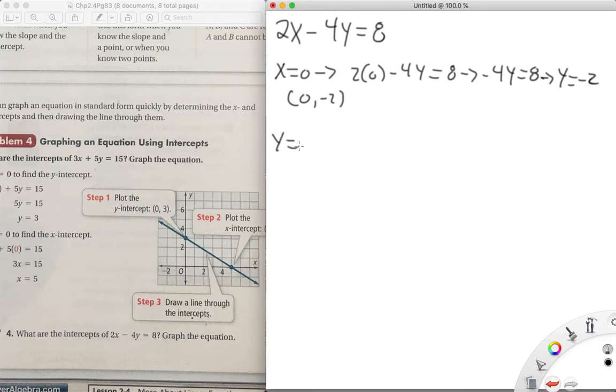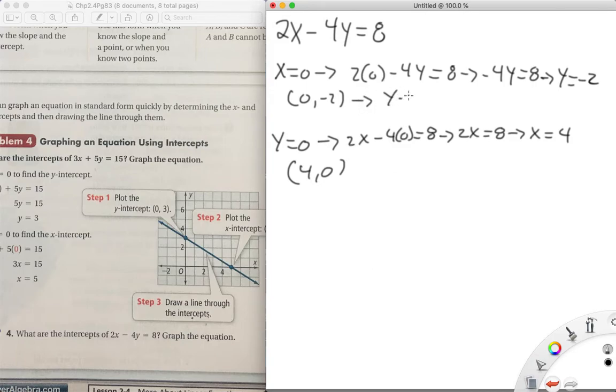Well, if y is 0, then we have 2x minus 4 times 0 equals 8, which gives me 2x equals 8, which gives me x equals 4. So we have (4, 0). So those are our two. This is my y-intercept. This is my x-intercept. Remember that y-intercept is y when x is 0. X-intercept is x when y is 0.